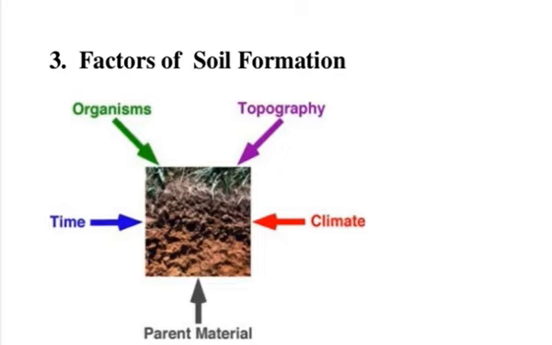Some may be active soil forming factors and some may be passive soil forming factors. The passive soil forming factors are parent material, then relief or topography, and third is time. Then active soil forming factors are climate and vegetation and organisms, that is known as biosphere. So these are the 5 factors of soil formation.